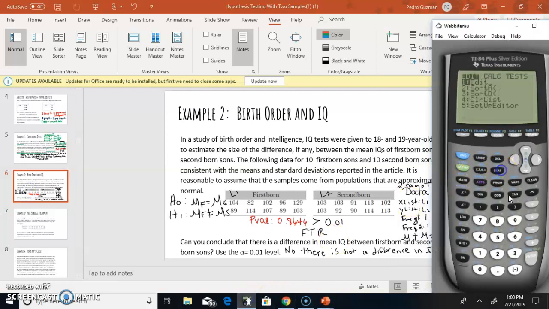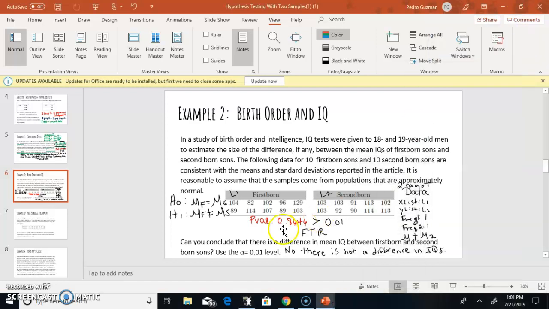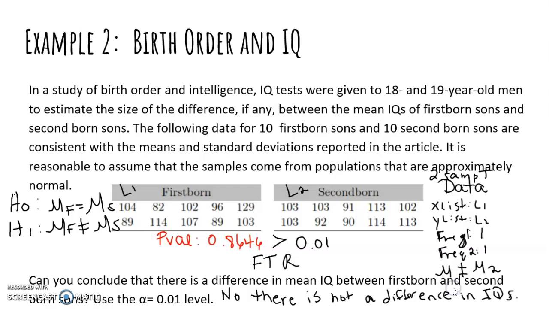So I wanted to show you the calculator real quick for that. I went to stat, enter, put my data in L1 and L2, stat, test, choose number 4, list 1 and list 2 for L1 and L2. Frequency 1 and frequency 2, choose 1, not equal to, and choose pooled, and then go to calculate. And I got a p-value of 0.8646, which is greater than 0.01, so we fail to reject.